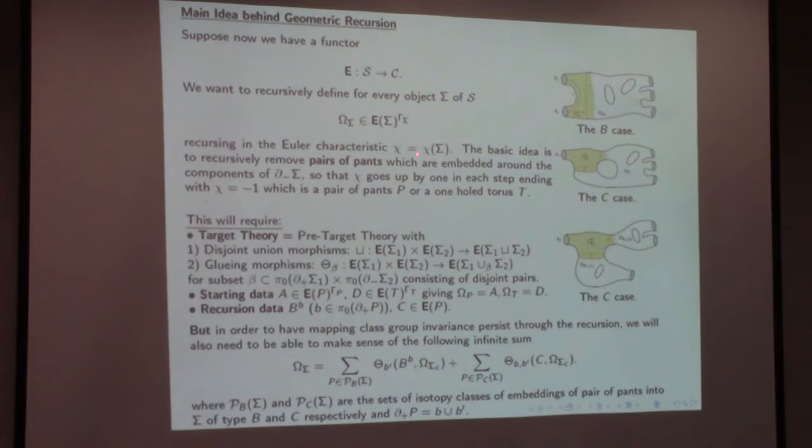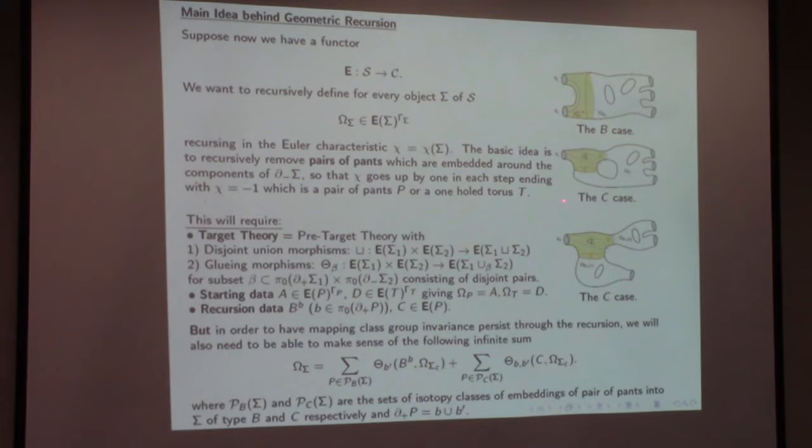The basic idea is to recursively remove pairs of pants, like you see over here in yellow. These pairs of pants should be embedded in the surface, around the in boundary on the surface. When I remove such a pair of pants, the Euler characteristic goes up by one, because the Euler characteristic of a pair of pants is minus one. So if I'm only working with negative Euler characteristic surfaces, I'm going to end with Euler characteristic minus one at some point in the recursion, and that means I have a pair of pants or a one-holed torus. Those are the only two surfaces of my type that I end with.